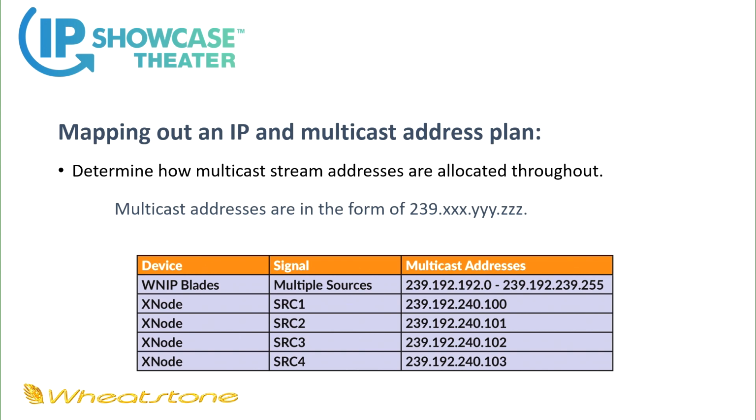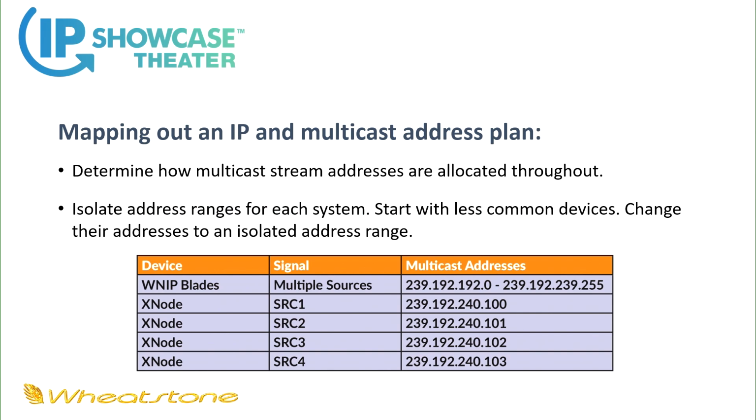So the way that we set up this network, we used a range for the WheatNet IP blades, and then we manually programmed multicast addresses for other devices on the network, other AES67 devices. In this case, this was an Axia xNode with 4 sources that were running at 1 millisecond. So what you need to do is isolate the address ranges for each of the AoIP systems you're going to be using. Some devices, like the blades, want to operate in certain ranges. Those ranges can be moved around to fit other devices in.